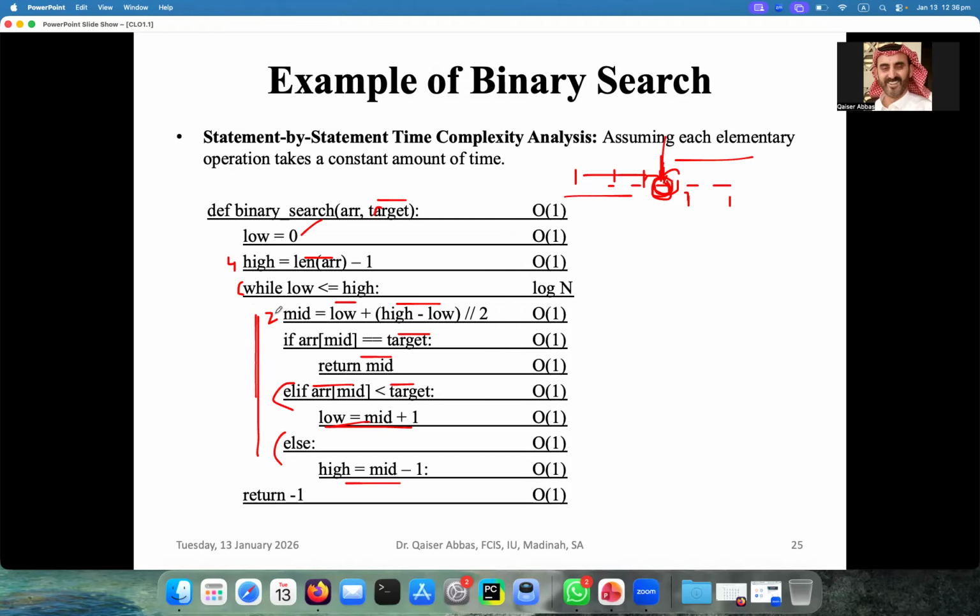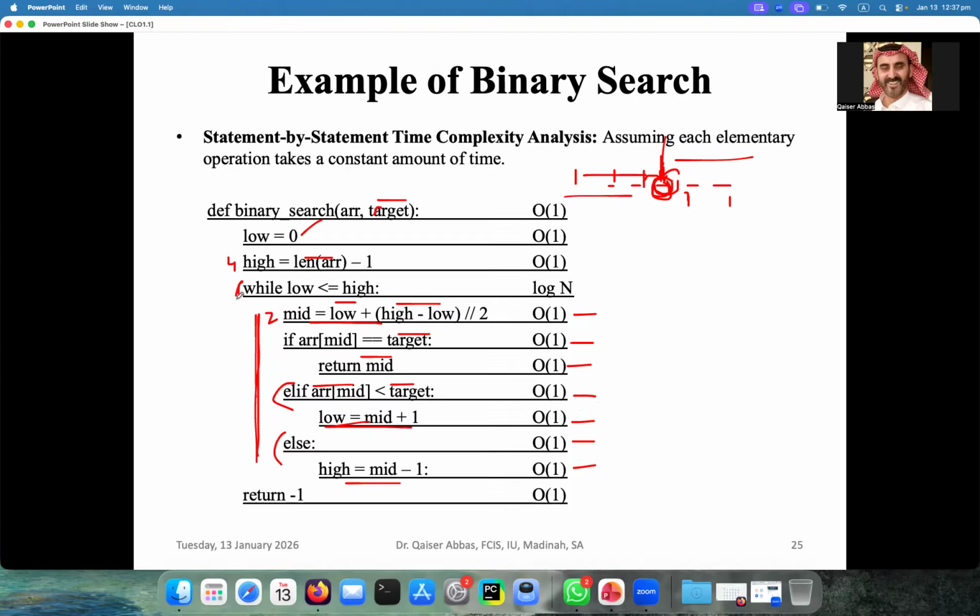So this loop and this block is what? This is an assignment statement. You are calculating mid, order of 1. This is a comparative statement; according to the rules, it is order of 1. Return statement, according to the rules, order of 1. Comparative statement, conditional statement, order of 1. Assignment statement, order of 1. Else, order of 1. This is order of 1.